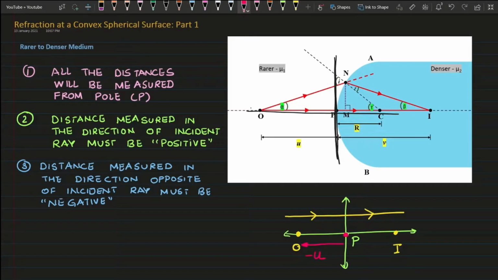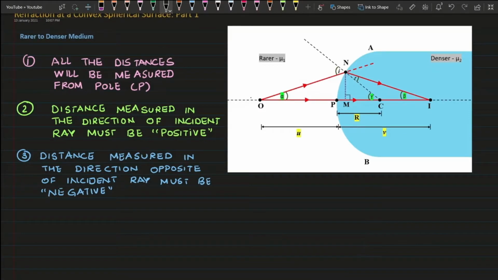Now the distance PI, if I start measuring from P, the distance PI is this distance. Now the red arrow and yellow arrow are in the same direction. So this distance must be taken as positive. So in the same direction I have to take positive. In the opposite direction, starting from P, I have to measure the distance negative. So just keep this in mind. So let's start our derivation.